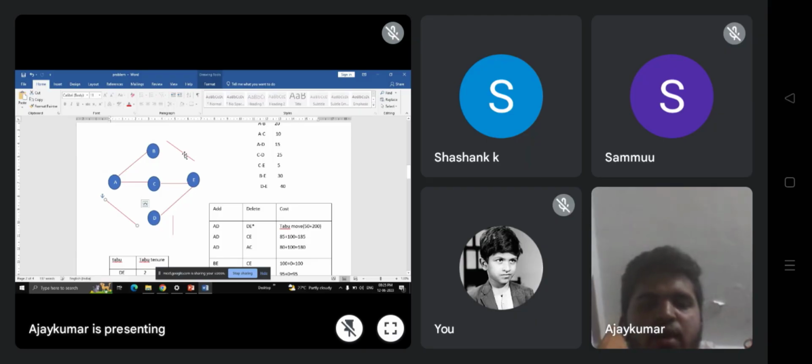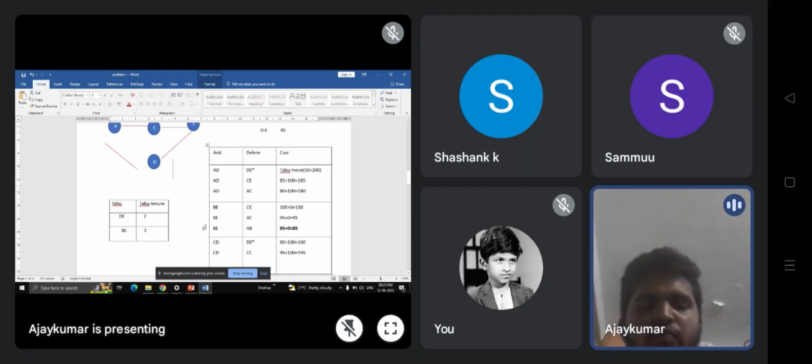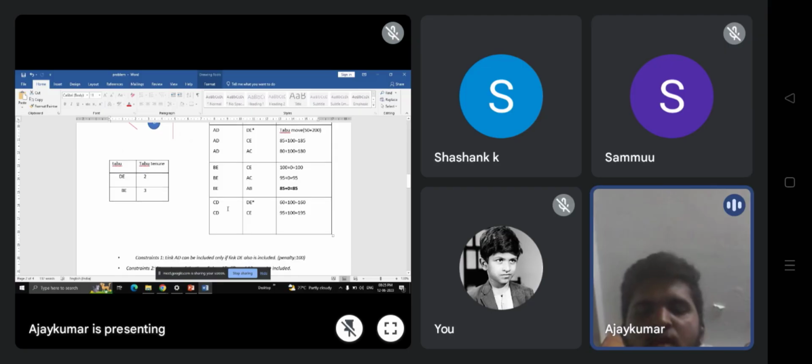If we add BE, it forms a cycle, so we need to remove one of the three edges. We delete one edge and calculate its cost. First, deleting CE gives 100 as the cost, deleting AC gives 95 as the cost, and deleting AB gives 85 as the cost. And the remaining one is CD.